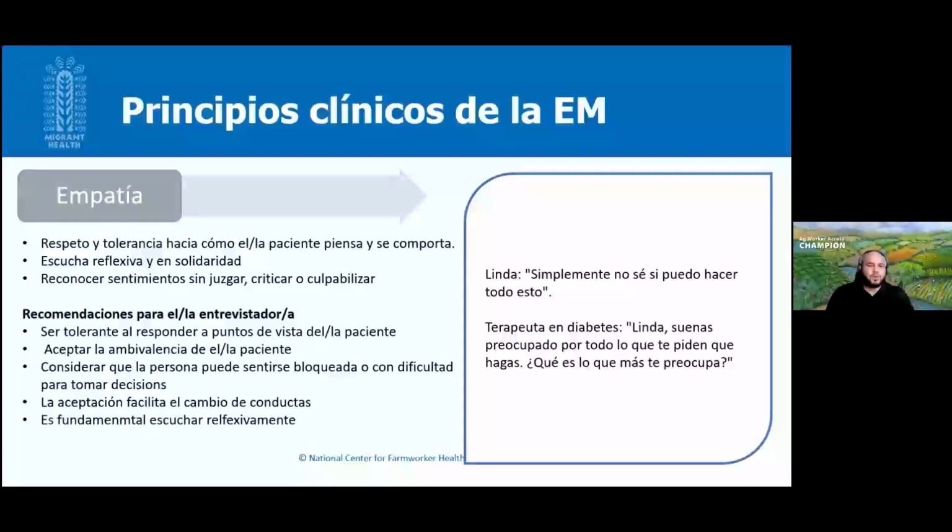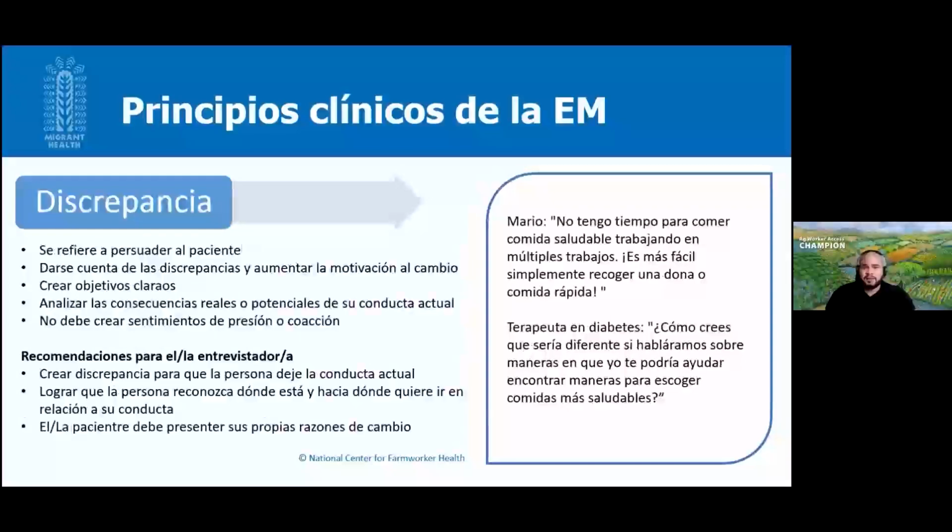So we need to be able to tell Linda, look, Linda, you seem worried about everything that you're being asked to change. What is it that worries you the most? Look, we'll be able to get through this. We're not saying that all of this is going to be easy, but all we are doing is just asking, hey, what is it that worries you the most? This open question is going to help us show that empathy, and it's going to help Linda open up and express her worries to us. And this way you can have an easier way of knowing how to take the patient forward step by step.